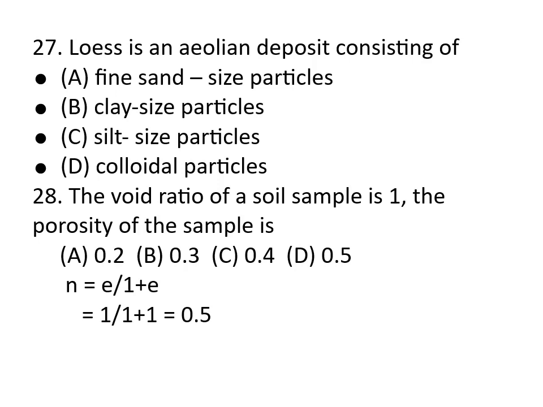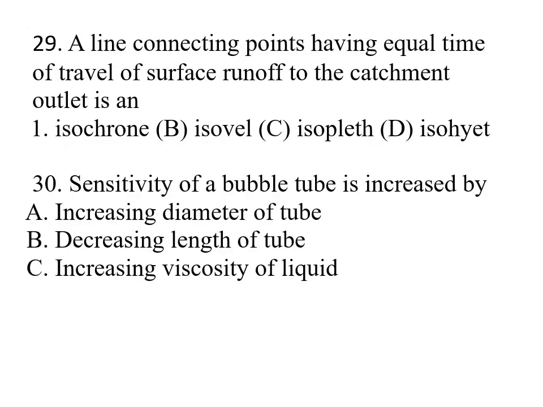That is option D. In 29th question, a line connecting points having equal time of travel of surface runoff to the catchment outlet is an. Option A is the answer. Isochrone. Isochrone is the equal time of travel. Isovel, equal velocity. Isopleth, equal numerical value. Isohyet, equal rainfall.